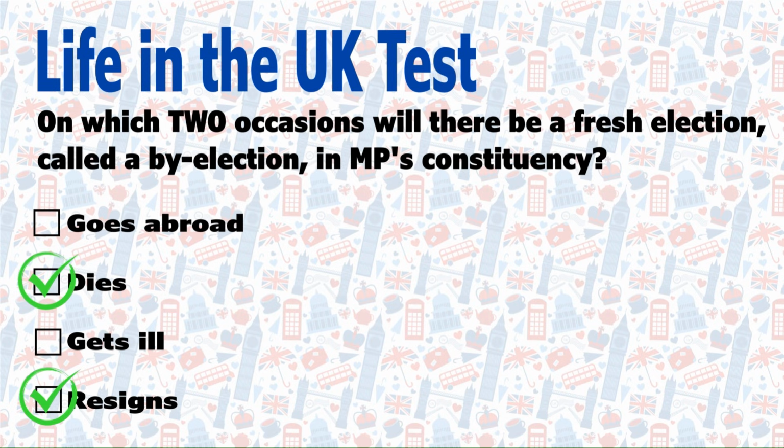Dies or resigns. MPs are elected at a general election, which is held at least every 5 years. If an MP dies or resigns, there will be a fresh election, called a by-election, in his or her constituency. MPs are elected through a system called first past the post.